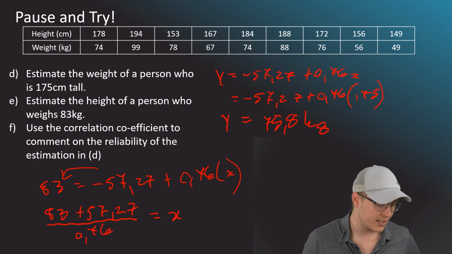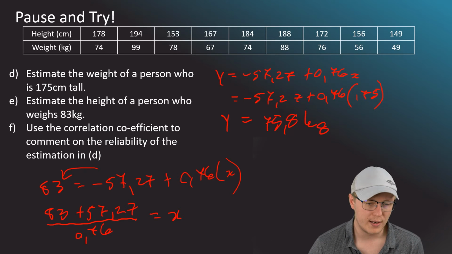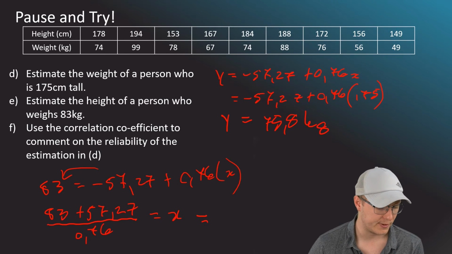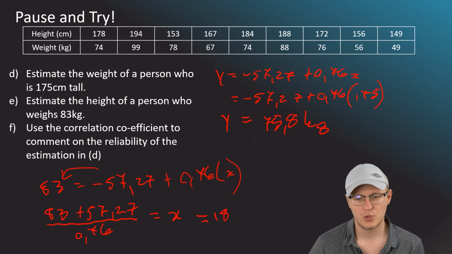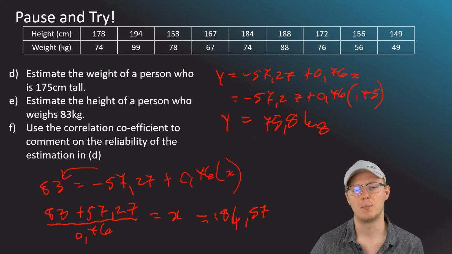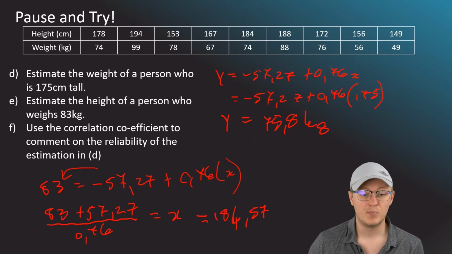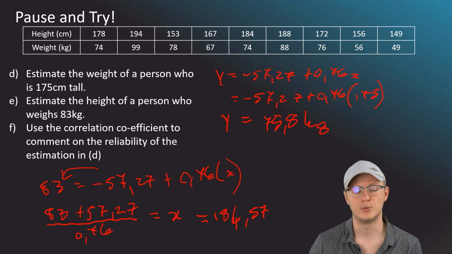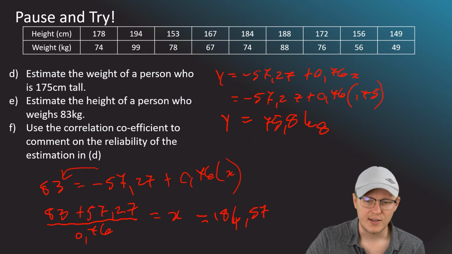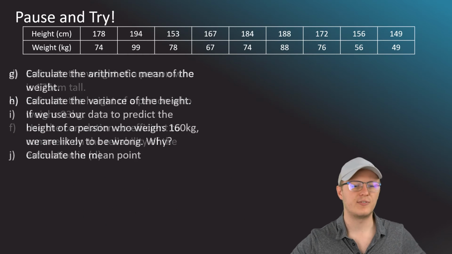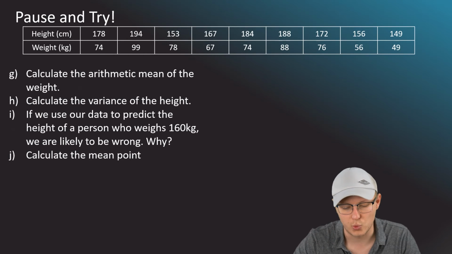Okay, and that gives us an answer of 184.57. So we predict that if somebody weighs 83 kilograms, they are going to be 184.57 centimeters tall. Then we've got to go and calculate the arithmetic mean of the weight.